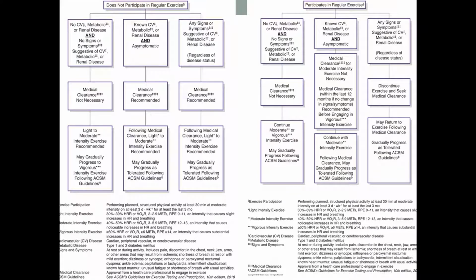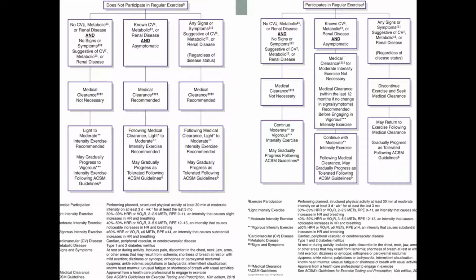Someone who has known diseases but is asymptomatic, that's a person who had a history of a heart attack maybe, but they're fine now. And the third is they have signs and symptoms of cardiovascular, metabolic, or renal diseases. So they report, yeah, I've been short of breath, or I have intermittent claudication. As you see, medical clearance is recommended for those with known cardiovascular disease or signs and symptoms. For those with no disease or no signs and symptoms, they can go ahead and start exercising.